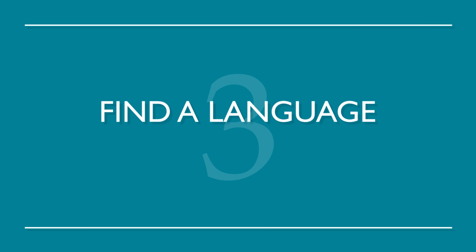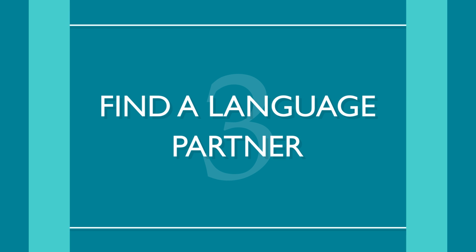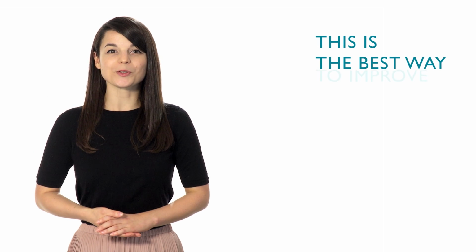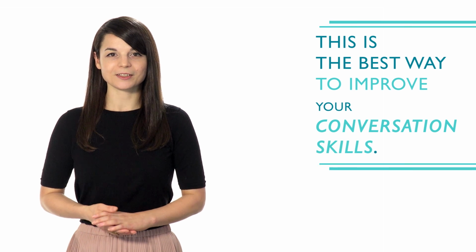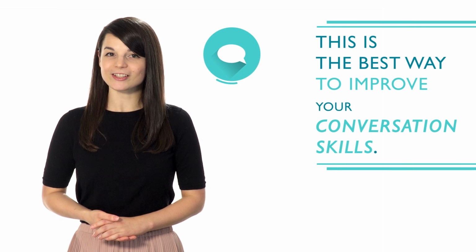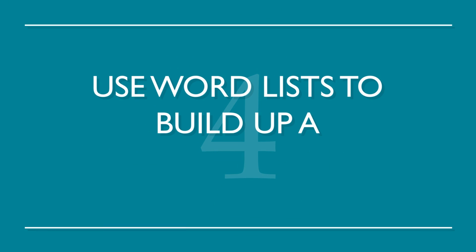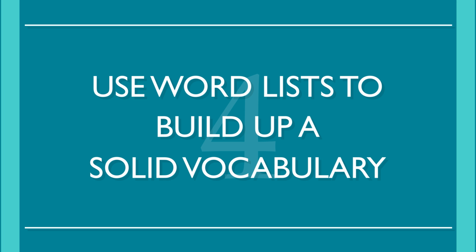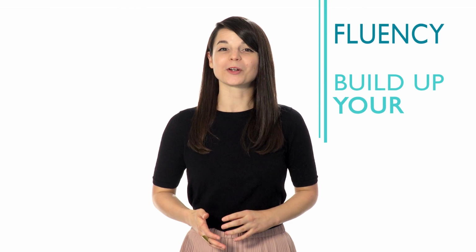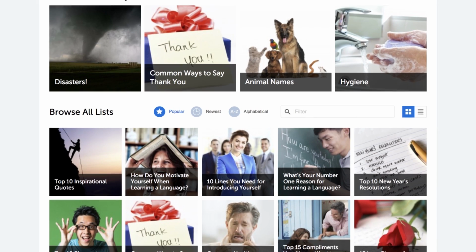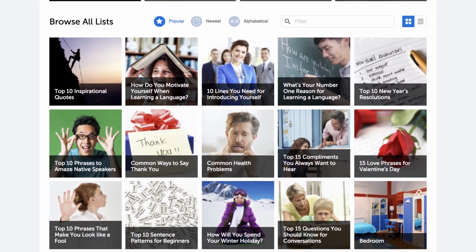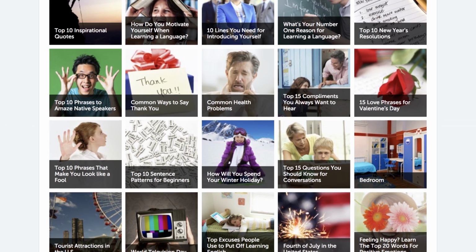Number 3. Find a language partner. This is the best way to improve your conversation skills. It will help you gain fluency even faster and increase confidence when speaking. Number 4. Use word lists to build up a solid vocabulary. This is a great way to build up your fluency, one word at a time. Luckily, we have all the word lists you need, with a range of topics, from food to love. Choose whichever language you want to study and go.